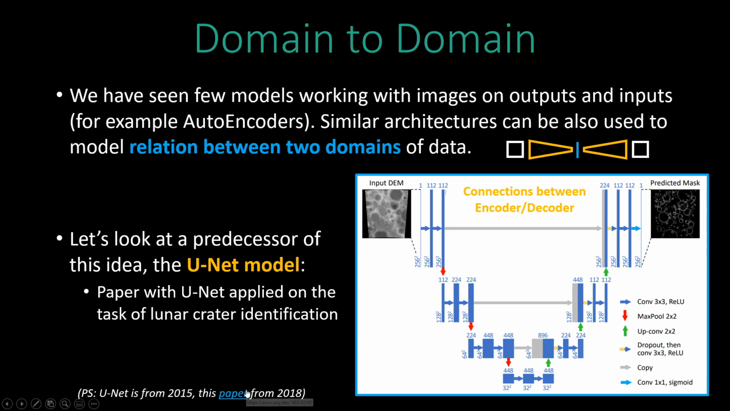There is even a paper about this, the UNet paper is quite interesting to read. This is the paper which represents one particular task, where they were trying to train a UNet model for lunar crater identification. So even though the model started in medical applications, it can be used in other areas as well. However, we mostly care about this only as a concept, because this is a predecessor for what we will see in the next slides.